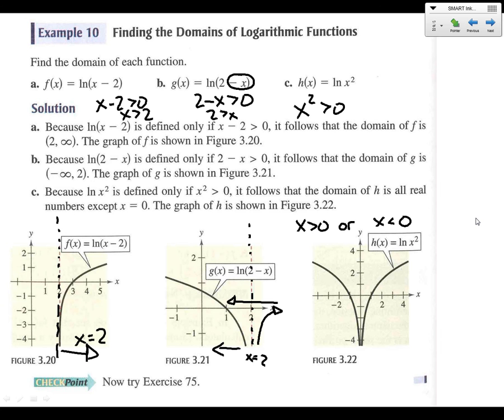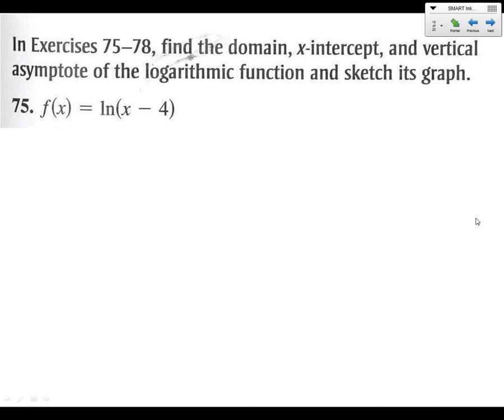All right, see if you can figure this out for yourself on 75. Couple things here: domain, x-intercept, and vertical asymptote. So pause this video, try these, see if you can get all three of these things, and then when you're ready to go, press play. I've got the answer. All right, here we go.